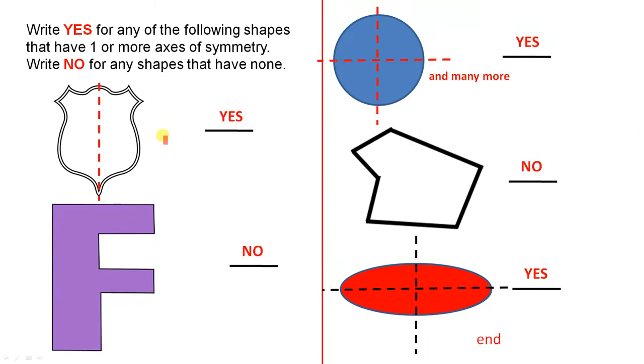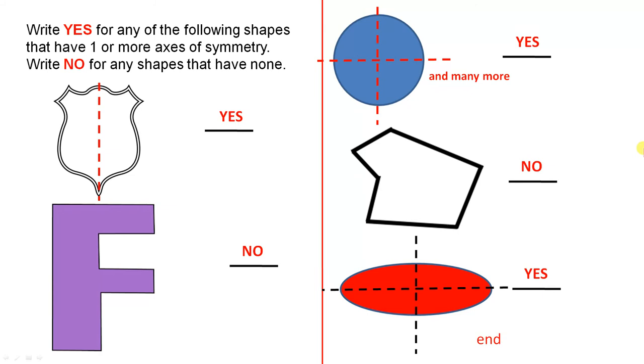So this shape here, yes, it does have an axis of symmetry, only 1. This shape does not. Yes, I've only drawn 2 here, but it has many, many more. You can draw straight lines through the center here at any angle. So this circle has many more axes of symmetry. No, this shape does not. And yes, this shape has 2 axes of symmetry.